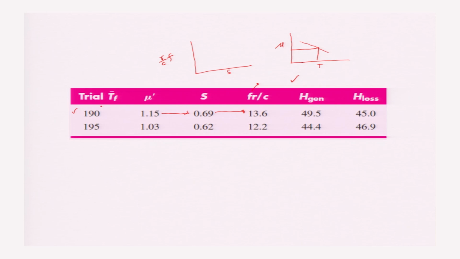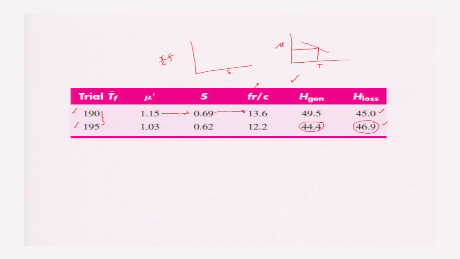So, the next trial value of temperature was taken as 195, and the corresponding values of mu, S, Fr by C, heat gen and heat loss are shown like this. Now, when the temperature is 195, then heat generation is lesser and heat loss is more, just opposite to the previous one. It means your suitable temperature is lying in between 190 to 195.